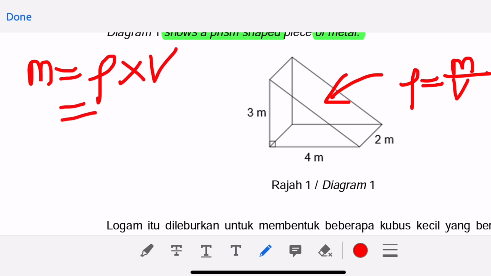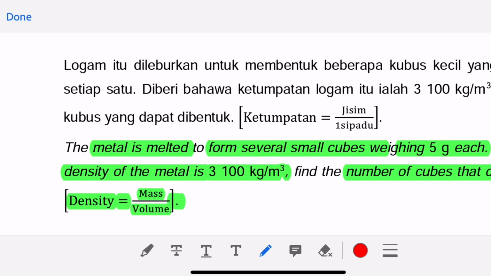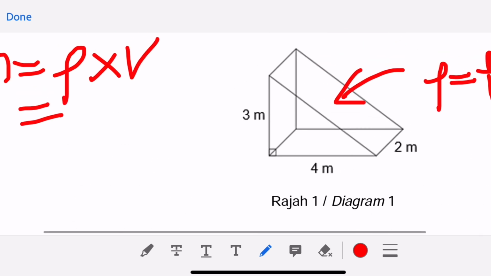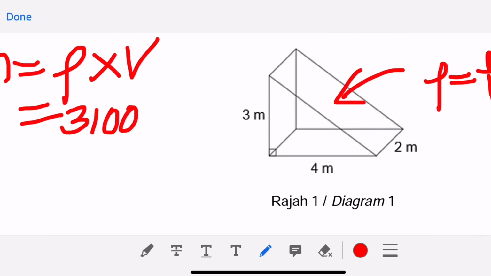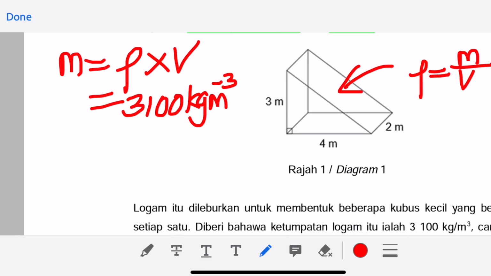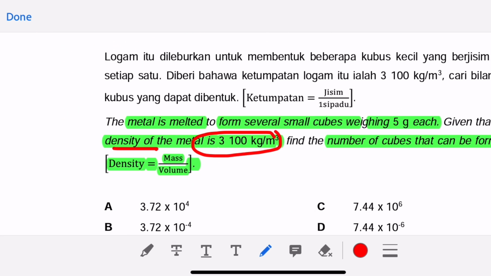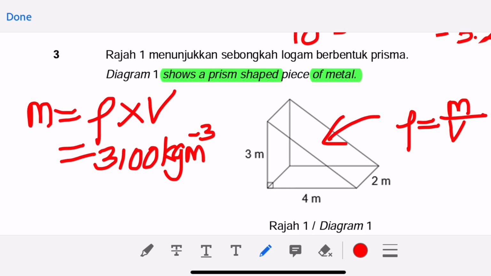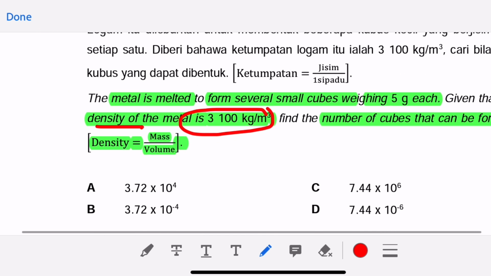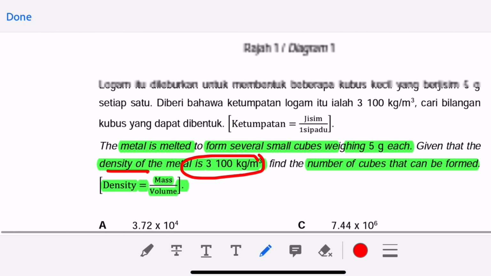So density for this metal is given, isn't it? You read the question, 3,100, the density. So first of all, you have to write 3,100 kilogram per meter cubic. And then the volume, okay, the volume. Mass is density times the volume.